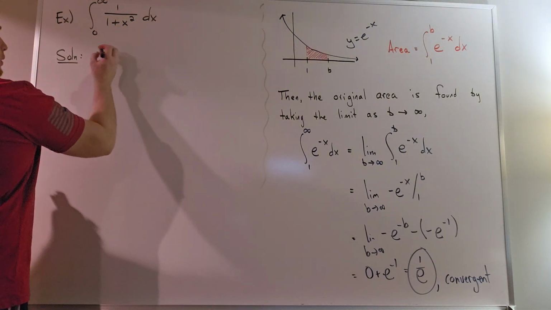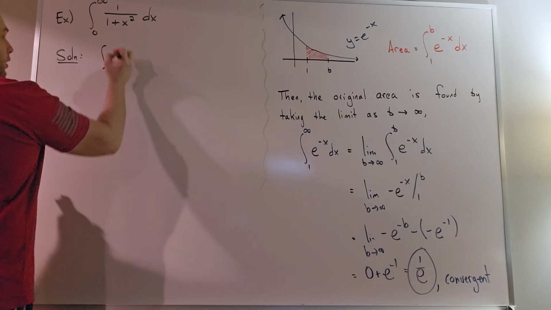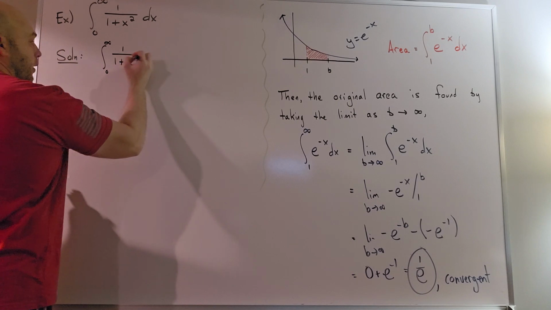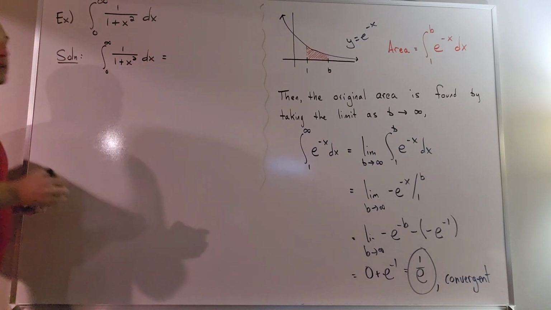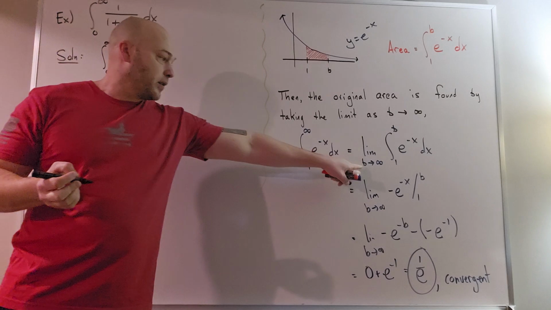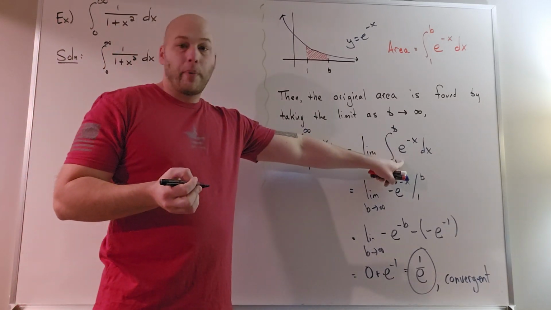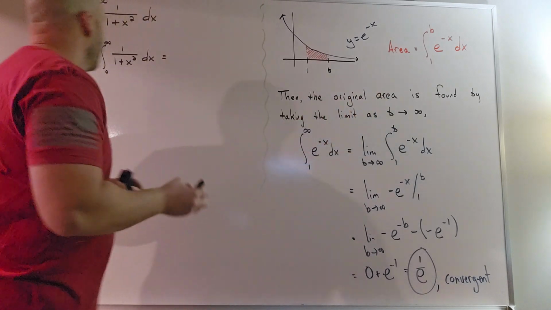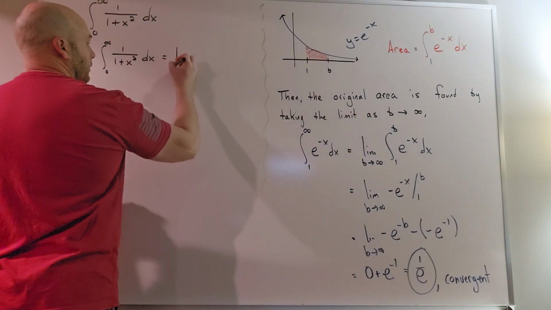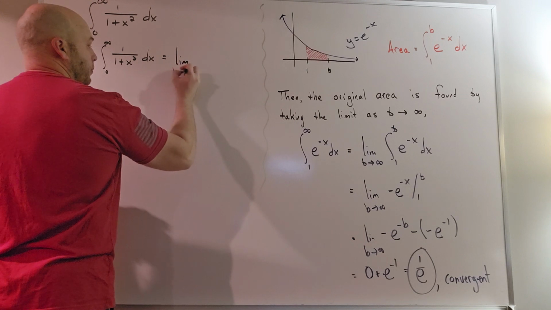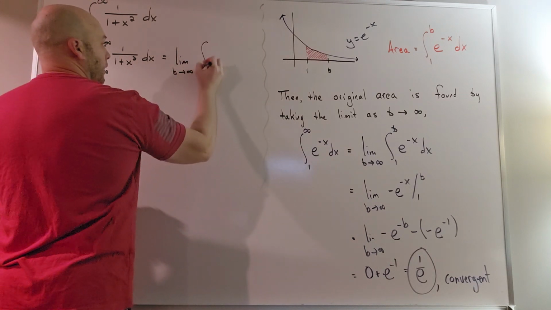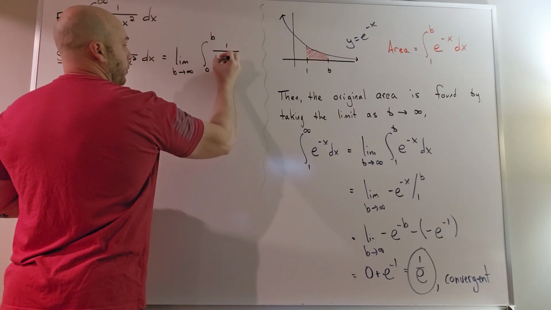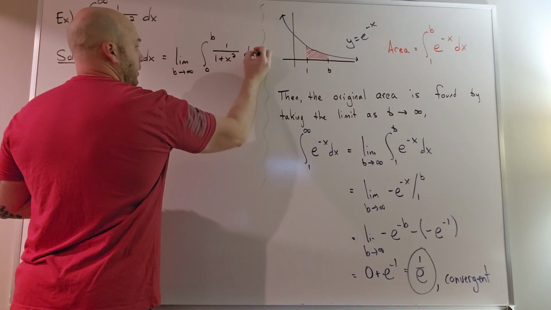First and foremost, the integral from 0 to infinity of 1 over 1 plus x squared dx. The first thing I have to do is write this as a proper integral. In other words, the limits of integration are finite, and we'll also take a limit. So I have to write this as the limit as b goes to infinity of the integral from 0 to b of 1 over 1 plus x squared dx.